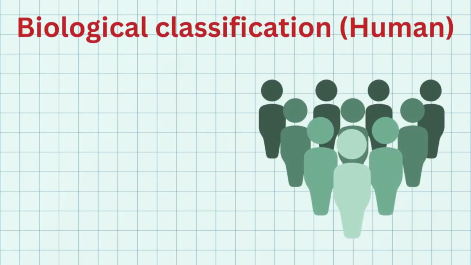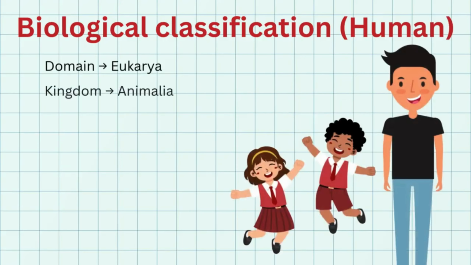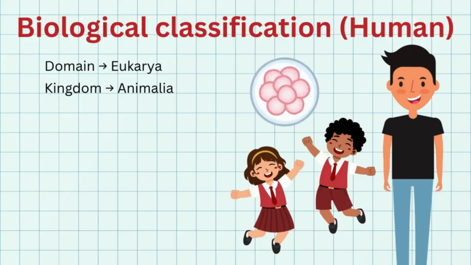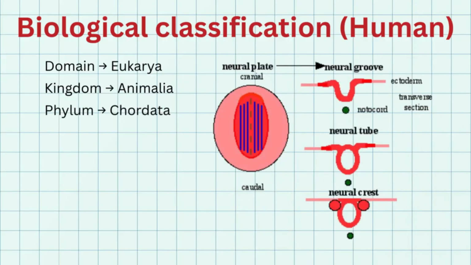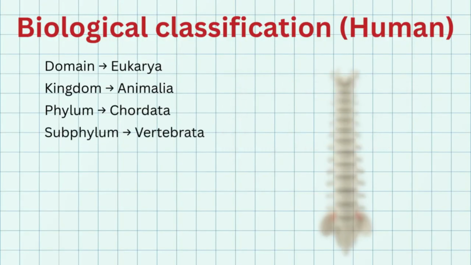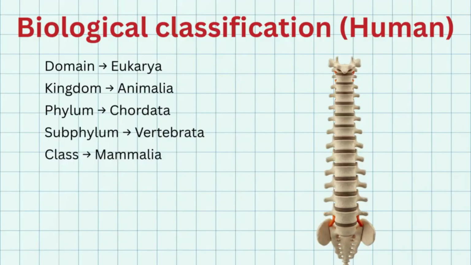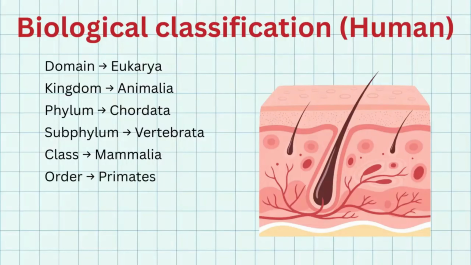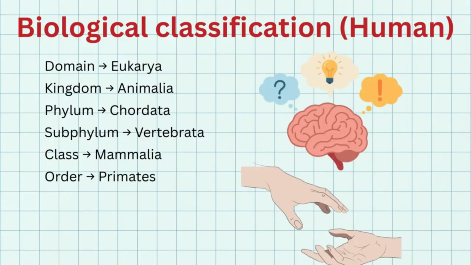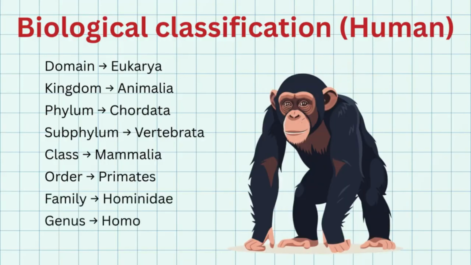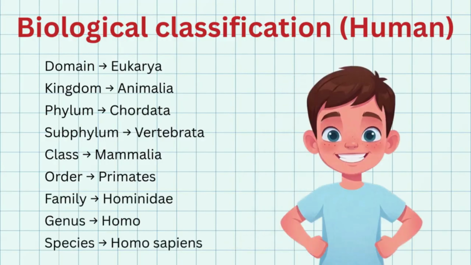Let's take the example of humans to understand biological classification clearly. Humans belong to kingdom Animalia because they are multicellular and heterotrophic. They are placed in phylum Chordata because they possess a notochord during development. They belong to subphylum Vertebrata because they have a backbone. Their class is Mammalia because they have mammary glands and hair. They are placed in the order Primates due to their advanced brain and grasping hands. Their family is Hominidae, which includes great apes. Their genus is Homo and their species is Homo sapiens.